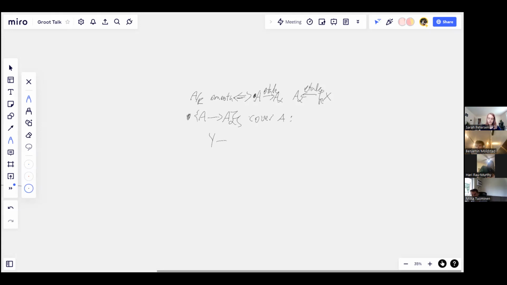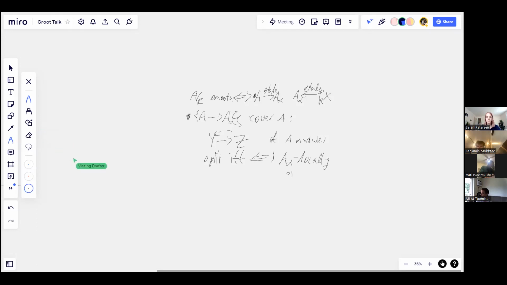If I have a map of A modules, then this map has a splitting if and only if it is split locally.